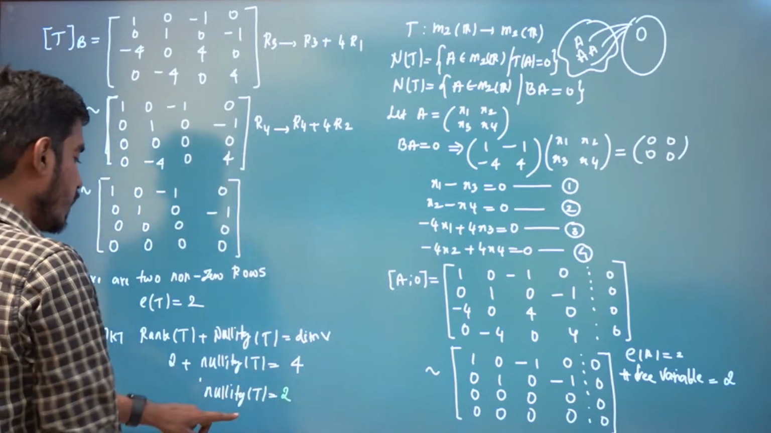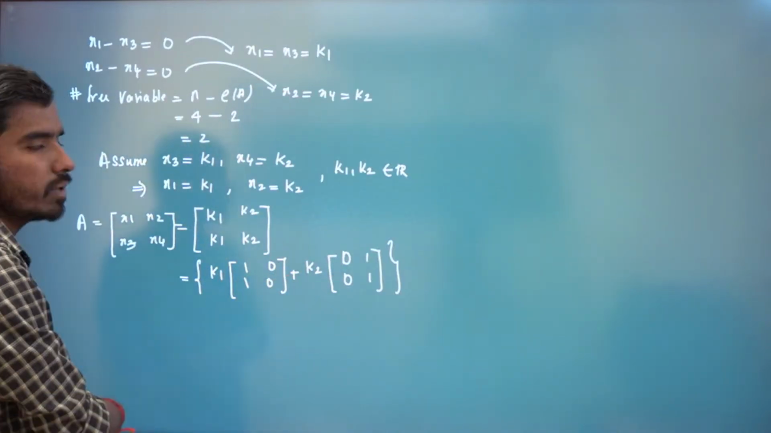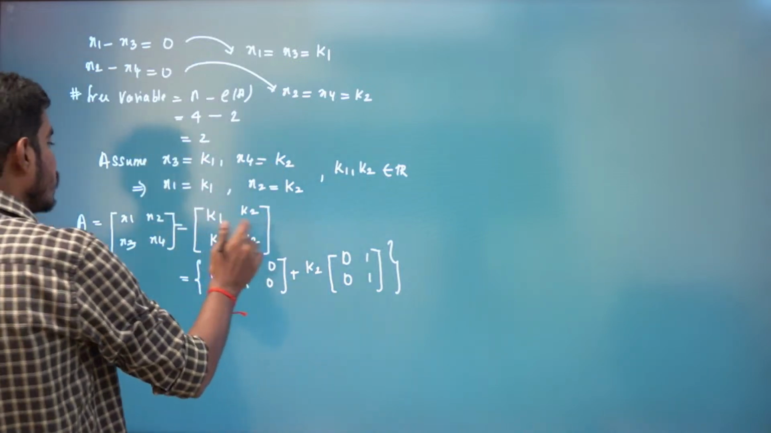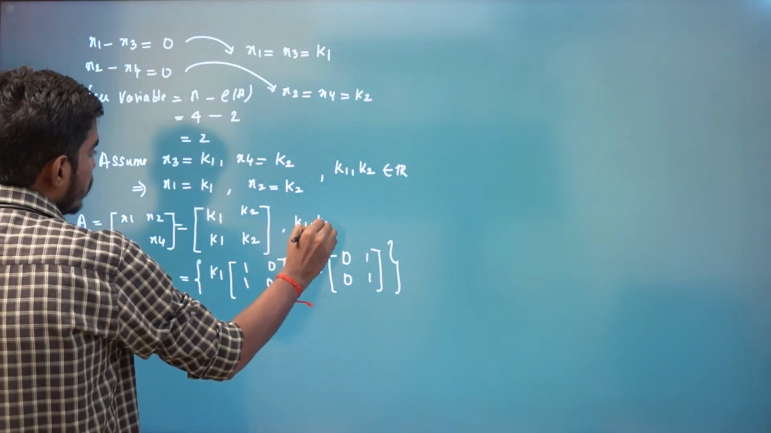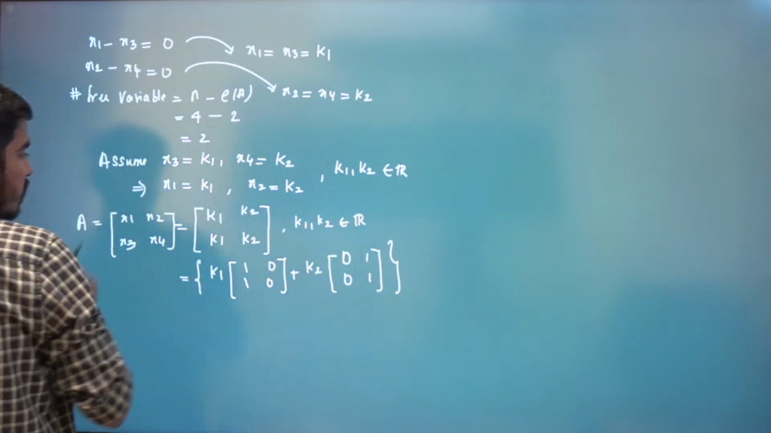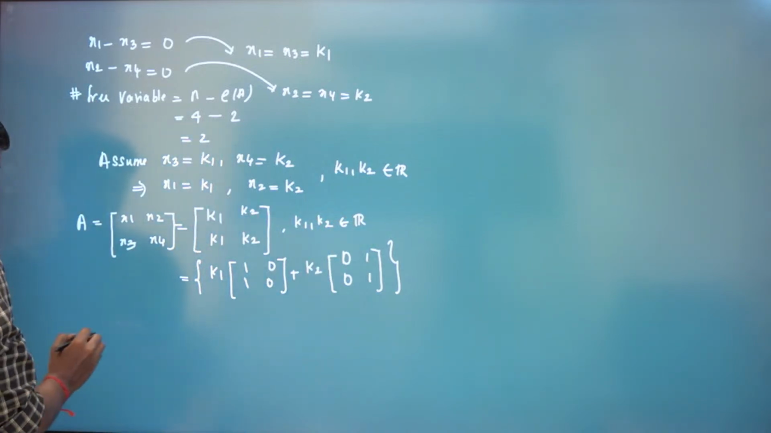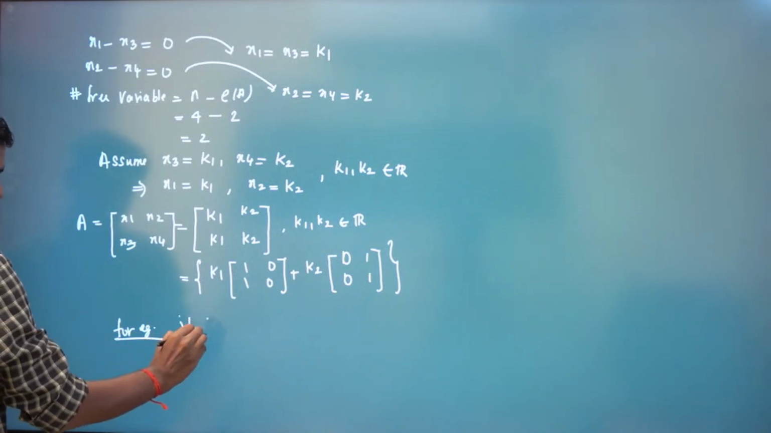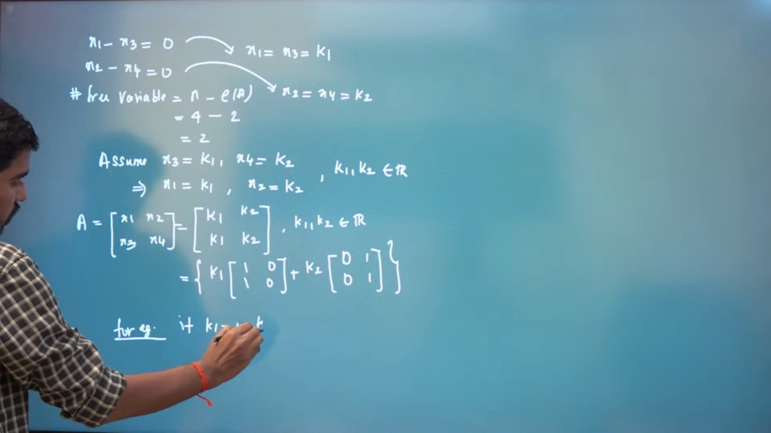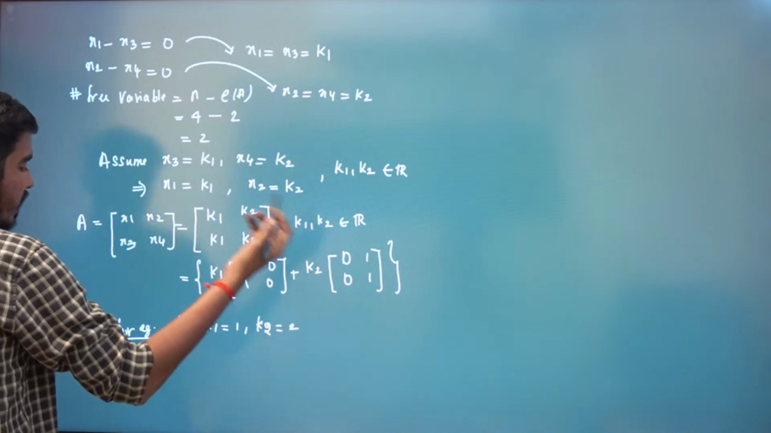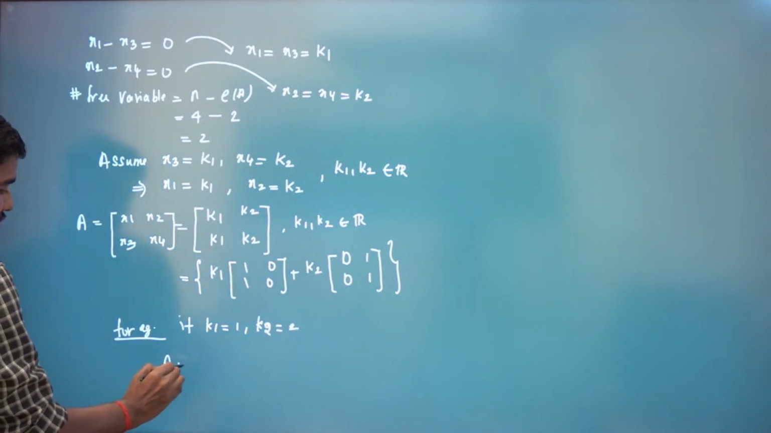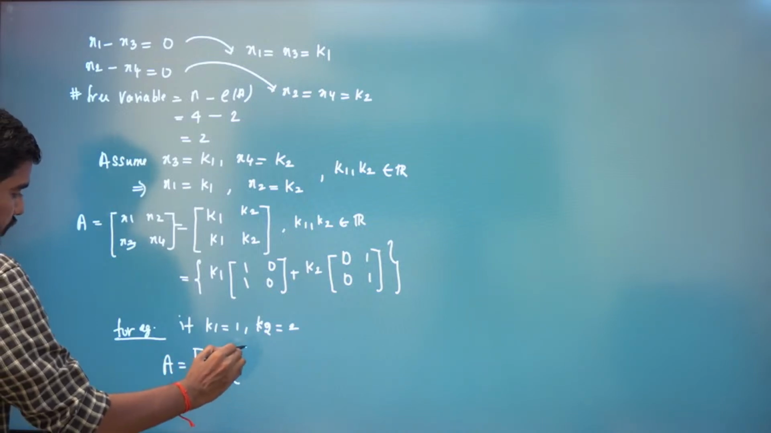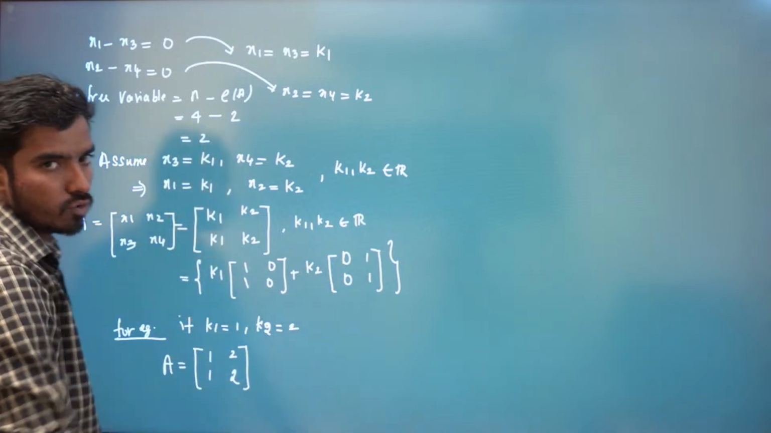This 2 tells you that in null space of T there are two linearly independent vectors. That vector is given by this. So null space of A consists of all these kinds of matrices. For example, if you take k1 to be equal to 1, k2 to be equal to 2, you can take anything, then our matrix A will be equal to what? 1, 1, 2, 2. You can see this will map to 0 vector.